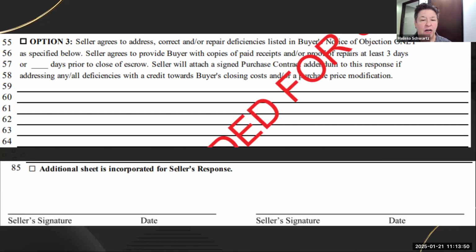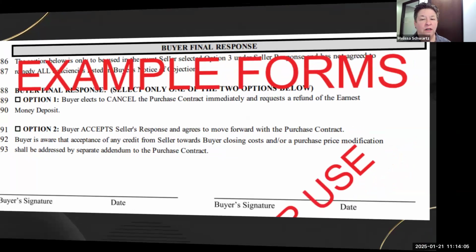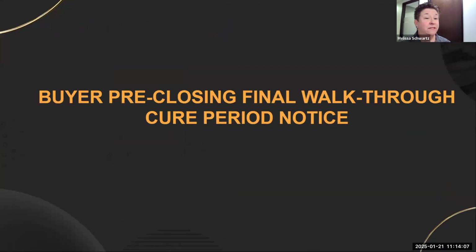All right, let's see. Additional sheet is incorporated for seller's response if you need more room. Buyer's response. You're canceling, you're accepting. There's no new negotiation here, right? You see that? Okay. Done. Buyer pre-closing final walkthrough and cure period notice.